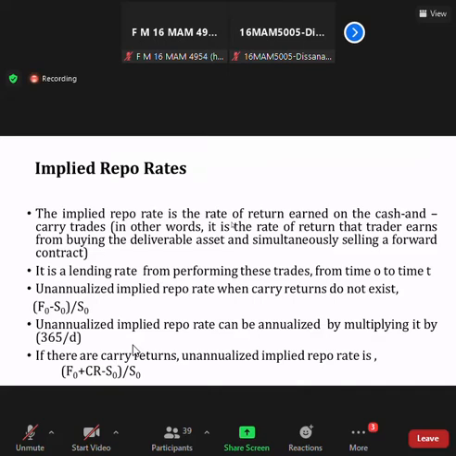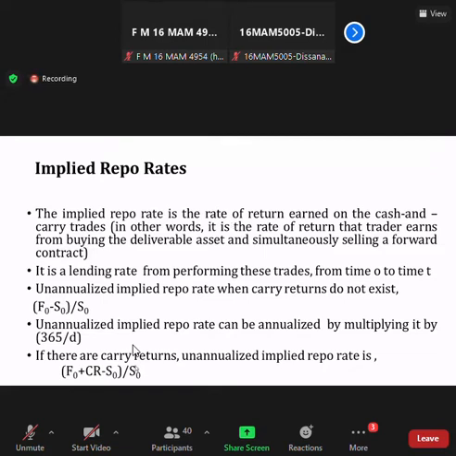And if that rate of return is for a few months, how to convert that into an annual rate of return? Right, the unannualized implied repo rate can be annualized by multiplying that by 365 divided by the number of days of the forward contract. If there are carry returns, so in the previous one, there was no carrying return. If there were carrying returns, like if this cash and carry trade is for a share, there will be carrying returns. Right, so if there are carrying returns, this is the equation.